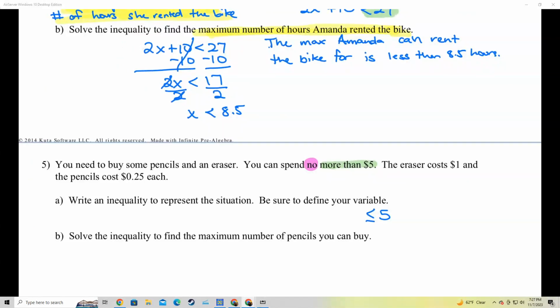Let's go ahead and define my variable. So I'm going to say let x represent. In this case, I'm trying to find the maximum number of pencils I can buy. The max number of pencils I can buy.